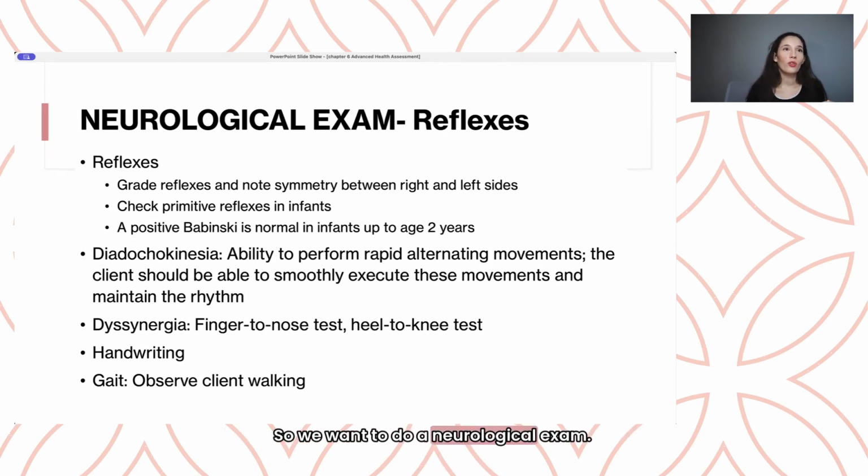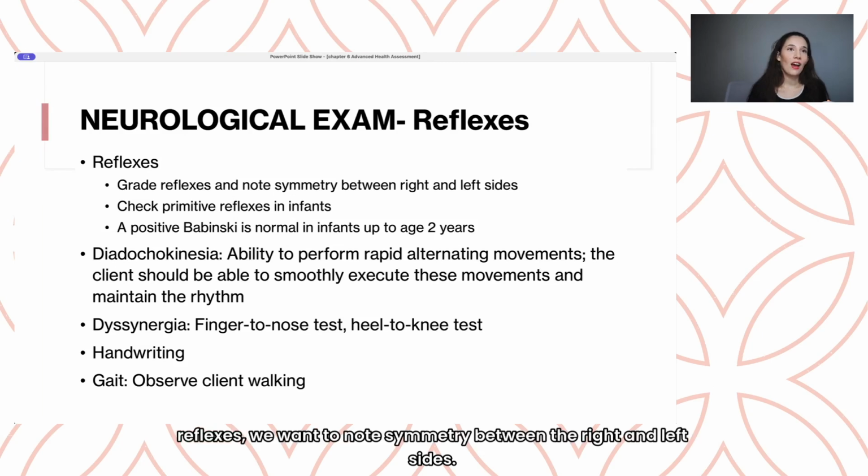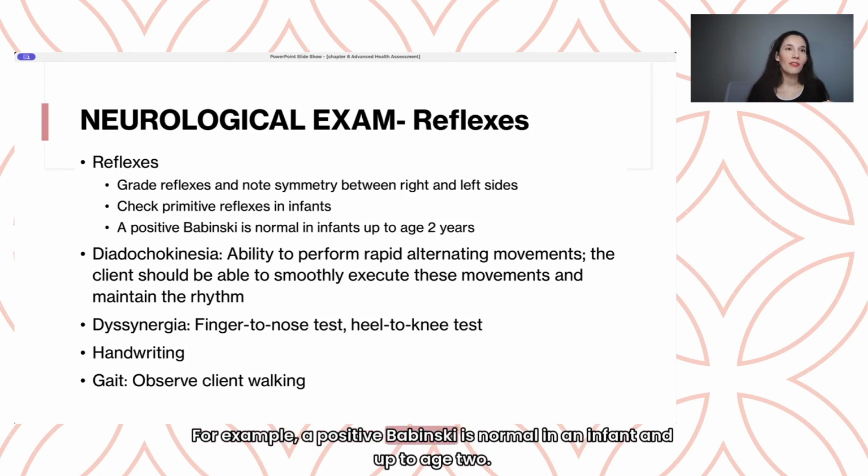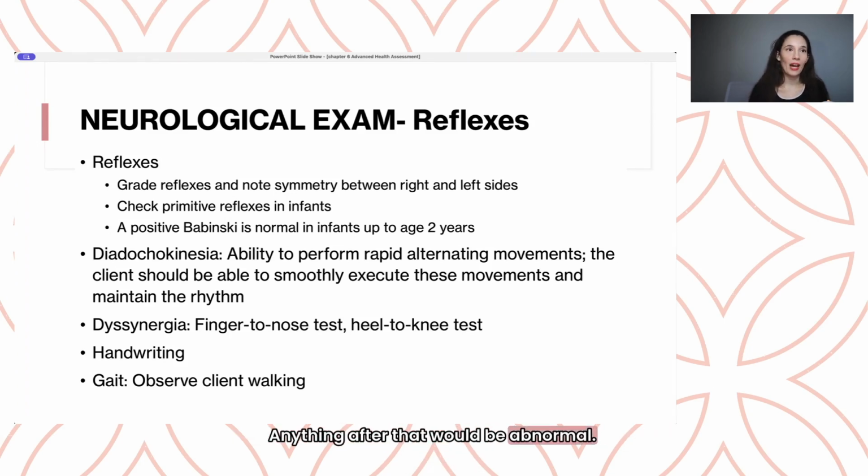So the first thing we're going to talk about when it comes to review of systems. So we want to do a neurological exam. So one part of that is reflexes. So reflexes, we want to note symmetry between the right and left sides. We want to check for primitive reflexes if we're looking at an infant. For example, a positive Babinski is normal in an infant and up to age 2. Anything after that would be abnormal.